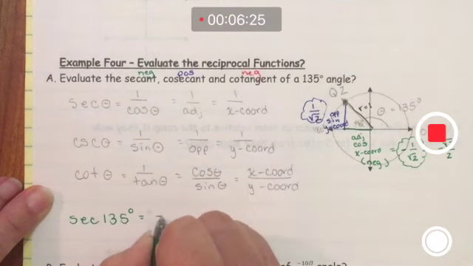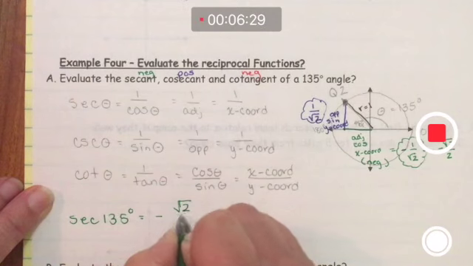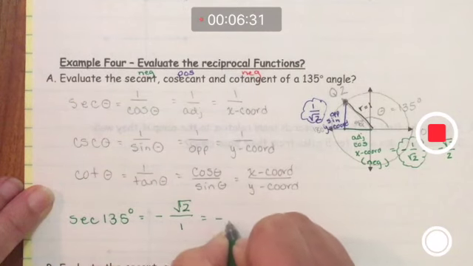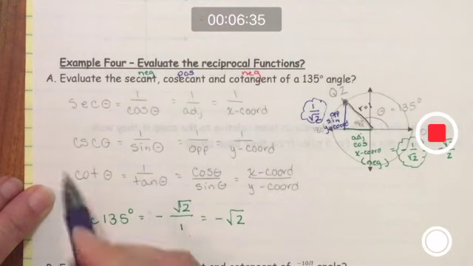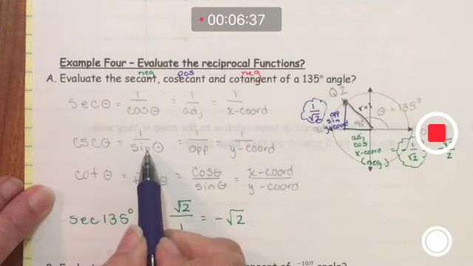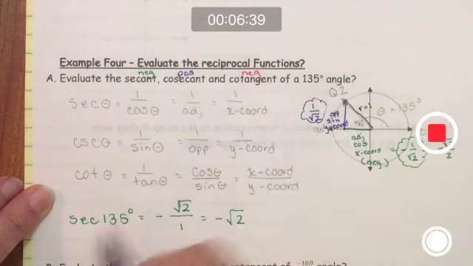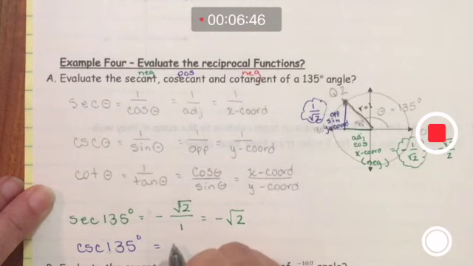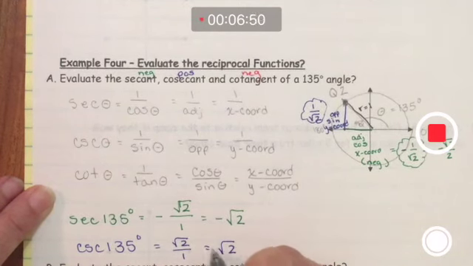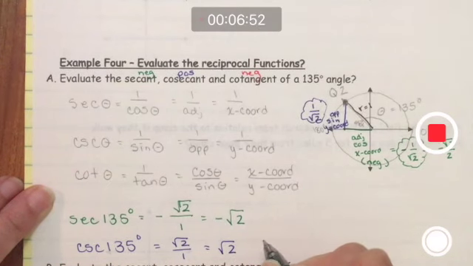So it's going to be negative square root of 2 over 1, which is just negative square root of 2. And then the cosecant is the reciprocal of sine, so I'm going to flip this fraction for the cosecant of 135. I'll flip this, it's going to be square root of 2 over 1, which we know is square root of 2. It's positive sine, so it's positive cosecant.